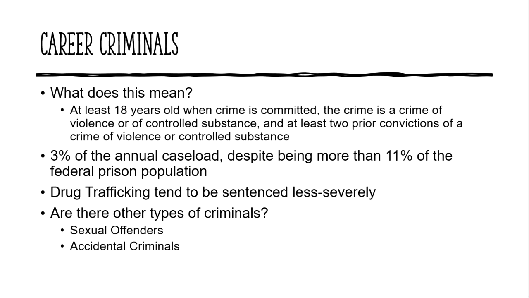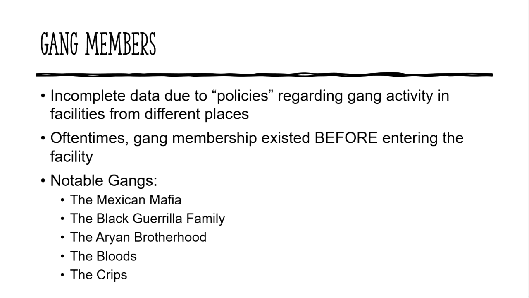So accidental criminals are people that broke the law, but they were not intending to do something maliciously or intending to break the law. It's just important to note that not every criminal is a criminal, as weird and paradoxical as that sounds. And so our last big group that we're going to talk about is the gang members.